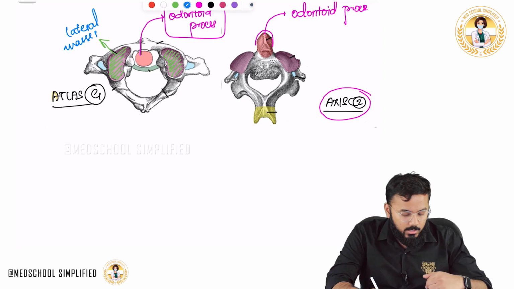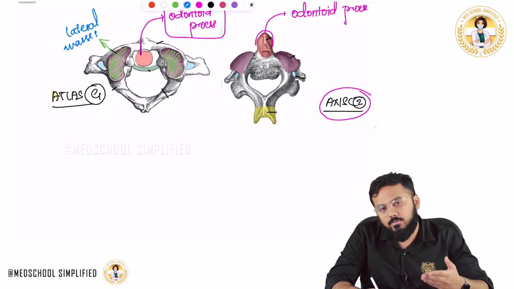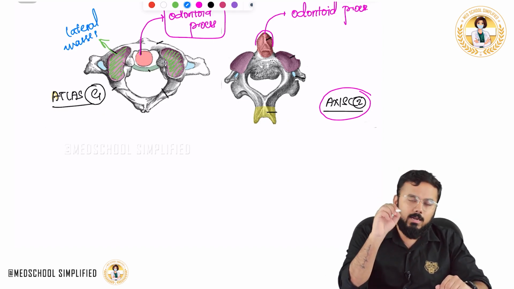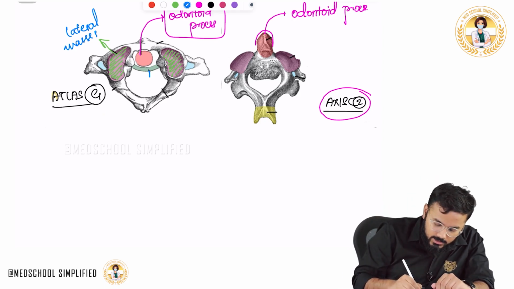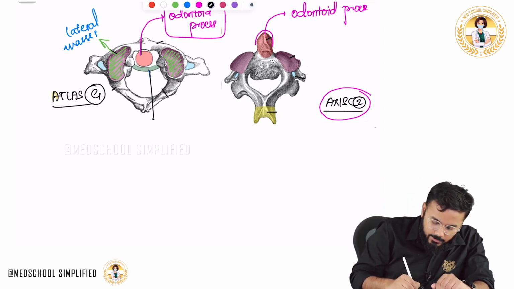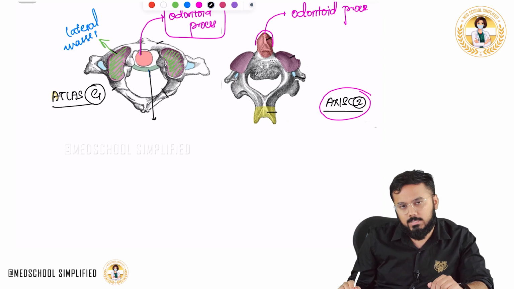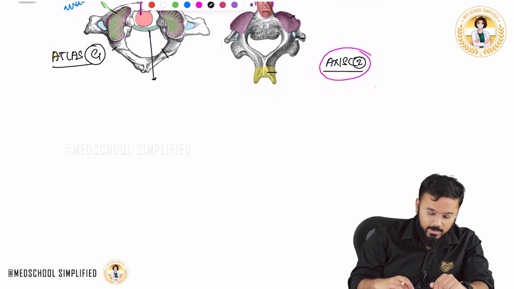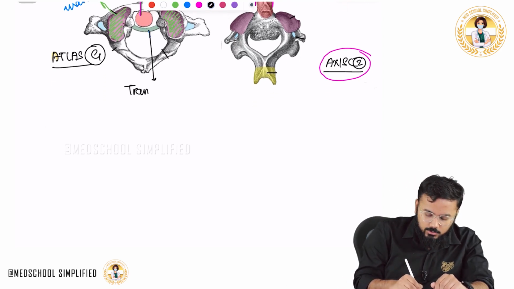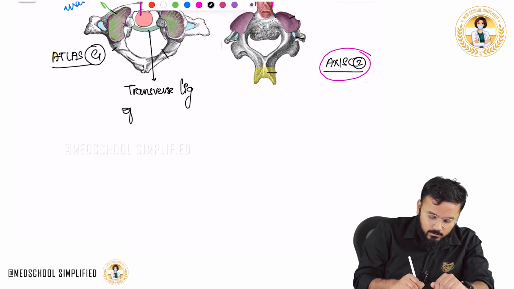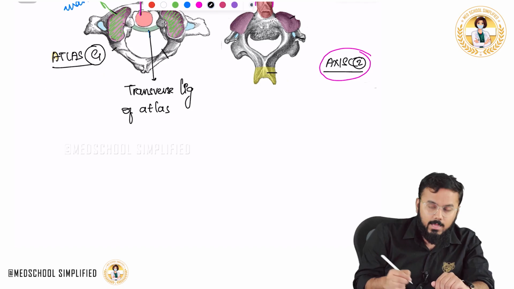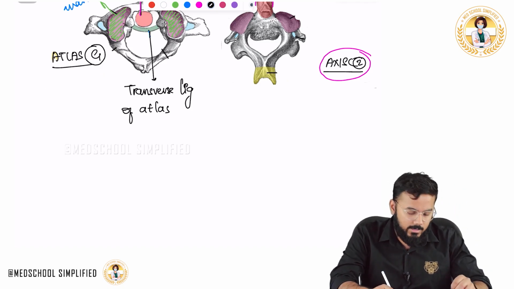Okay. Now, if you look at the odontoid process, in front of the odontoid process you have a ligament, right? You see this ligament over here. This ligament that is located in front of the odontoid process is called the transverse ligament of the atlas.